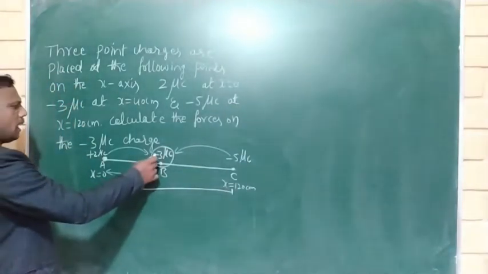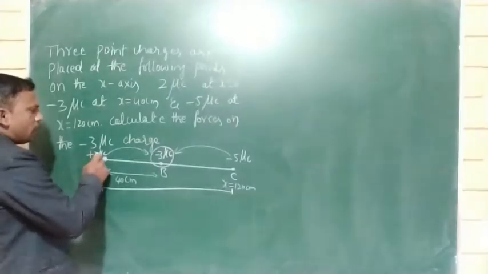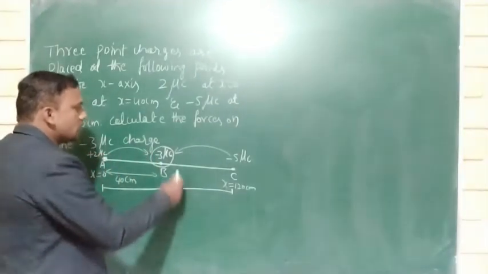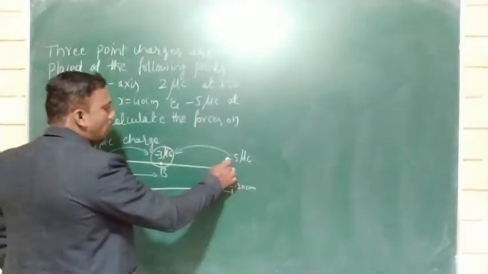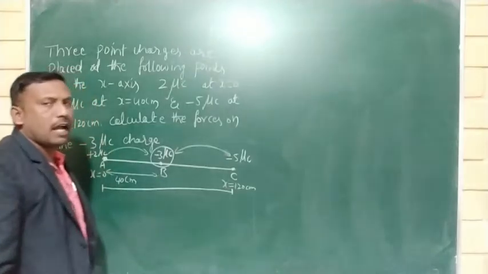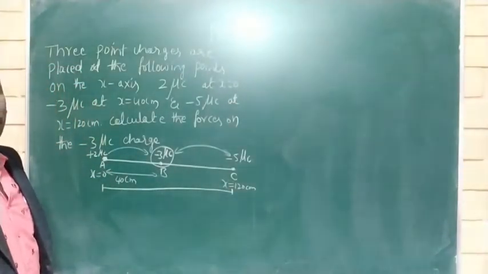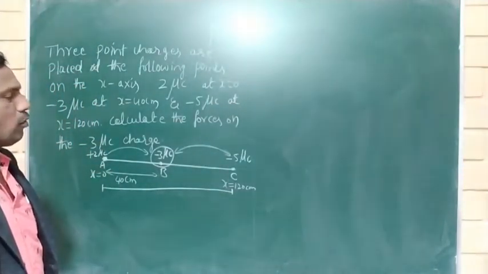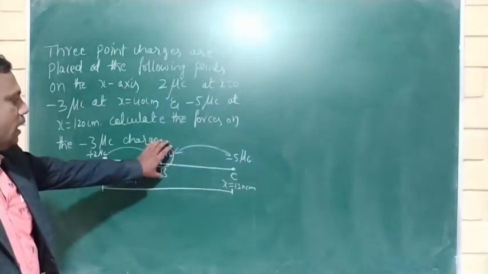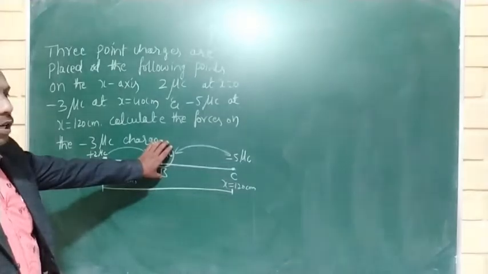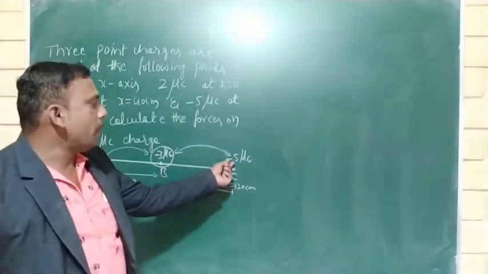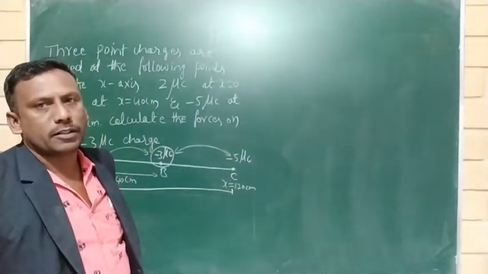This is minus 3 and this is plus 2. The force between these two charges is attractive in nature. Similarly, between minus 3 microcoulomb and minus 5 microcoulomb, the force between these two charges is repulsive in nature. Therefore, we have to calculate the net force on the minus 3 microcoulomb charge due to the plus 2 microcoulomb charge and the minus 5 microcoulomb charge.